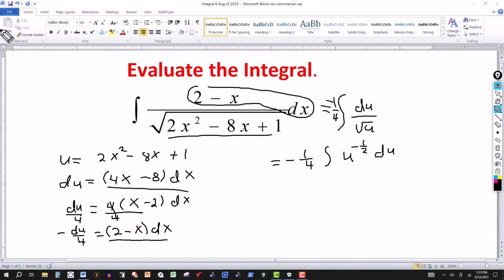Now it becomes a simple integration of this expression here with respect to u. So this will equal, using the power rule for integrals, add 1 to the minus 1/2, and this will give me a 1/2. And then you divide the coefficient, negative 1/4, by 1/2, and then you have your constant of integration. And we're pretty much done now. So negative 1/4 divided by 1/2, this will give me a minus 1/2.